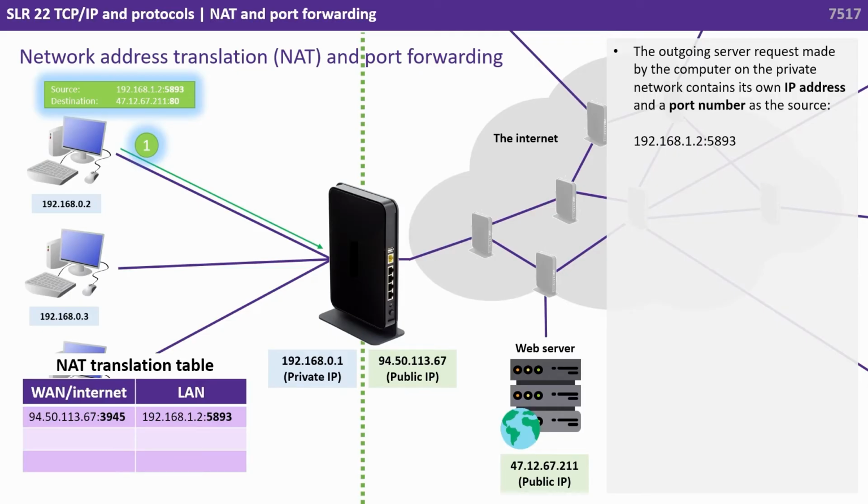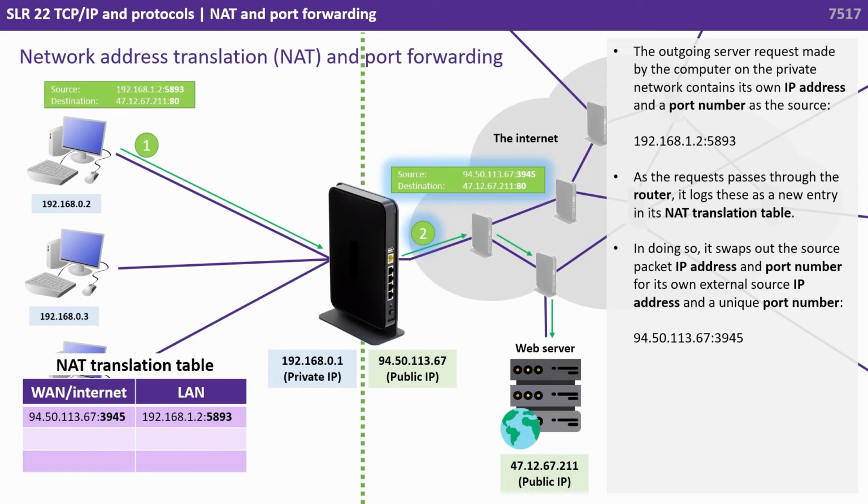Firstly, the outgoing server request is made by the computer on the private network, and it contains its own IP address and a port number as the source. As the request passes through the router, it logs these as a new entry in its NAT translation table. In doing so, it swaps out the source packet IP address and port number for its own external source IP address and a unique port number.